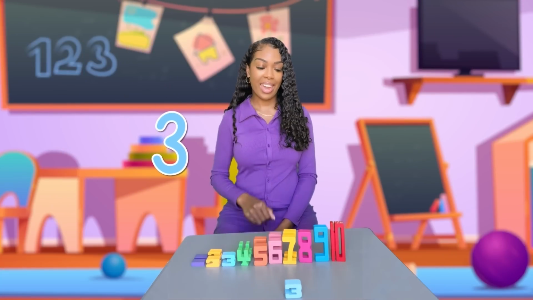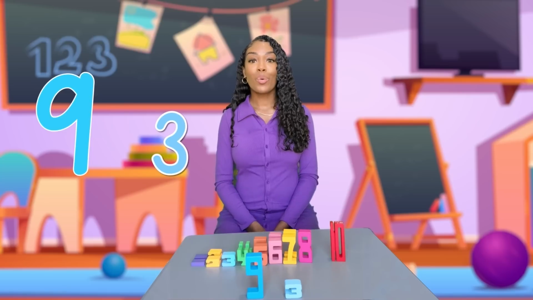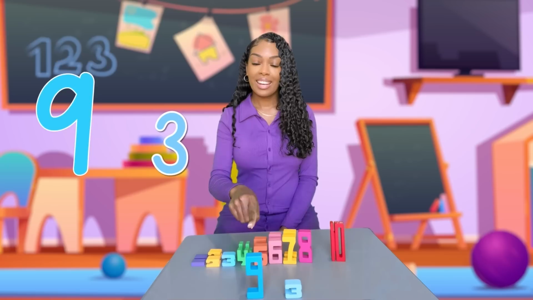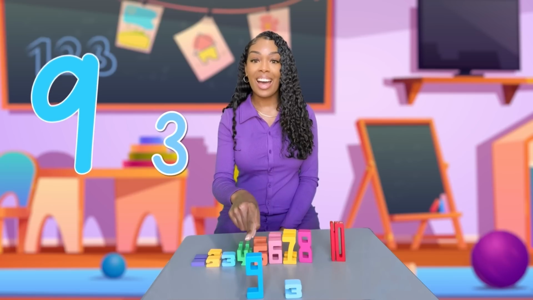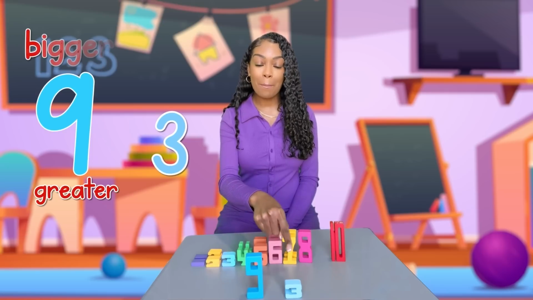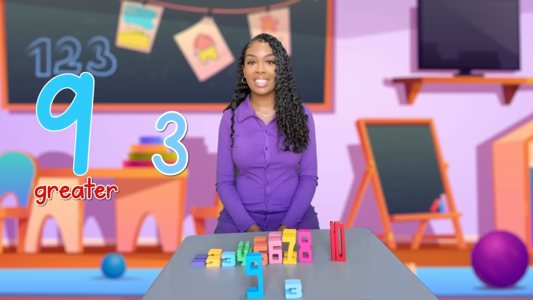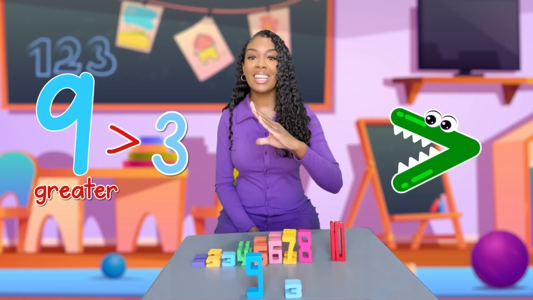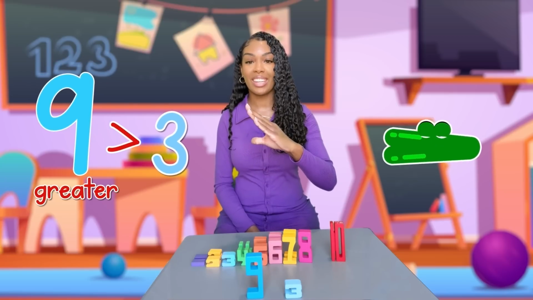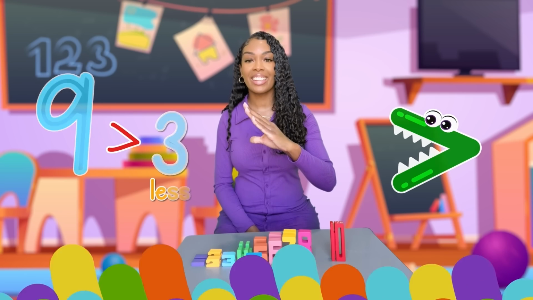3 and 9. Which number is greater? 9. 9 is greater than 3 because 9 is bigger than 3. Which way should our symbol face? Towards the 9. 9 is greater than 3. 3 is less than 9.